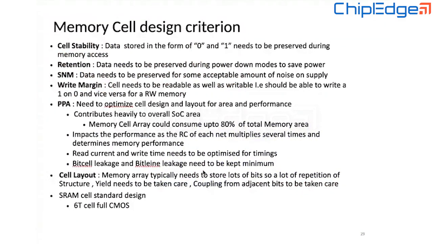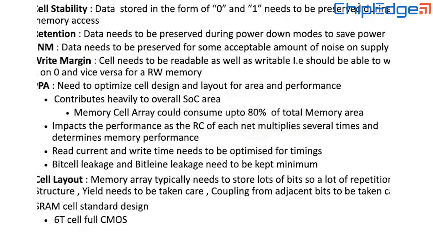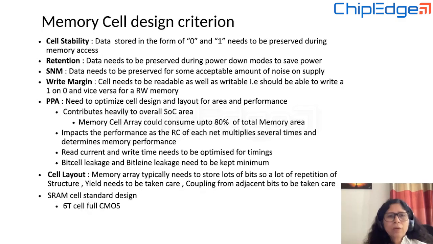Okay, so I think I have explained the transistor in quite a detail now. So just to refresh, what are the design criteria for the memory cell? First, the cell stability, because it needs to store 0 and 1, and we need to preserve it. During reading, it should remain preserved. When we are not reading a particular cell, that is, that particular word line is not on, the data should remain stored there.